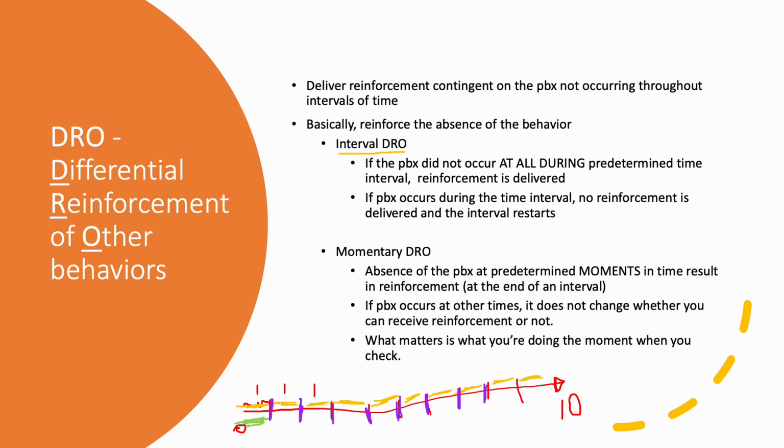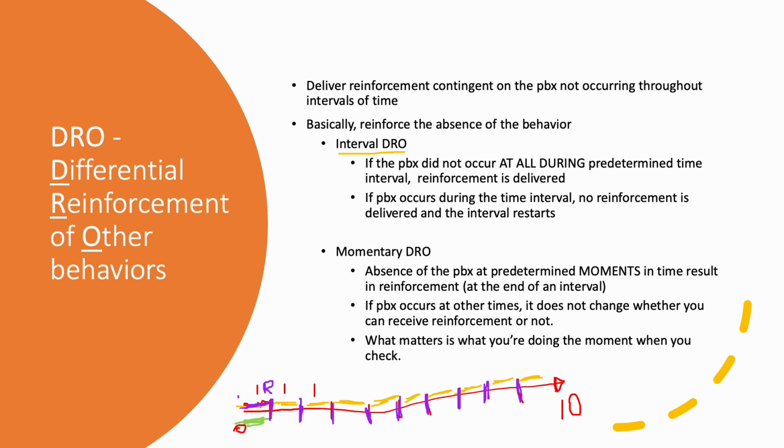If at the end of that interval I check and the problem behavior is occurring, I'm not going to deliver reinforcement. And I'm going to wait until the next end of the interval, right? So let me start over again. Let's say that all of minute 1 passed and the behavior did not occur. I'm going to deliver reinforcement. So we'll deliver reinforcement here.